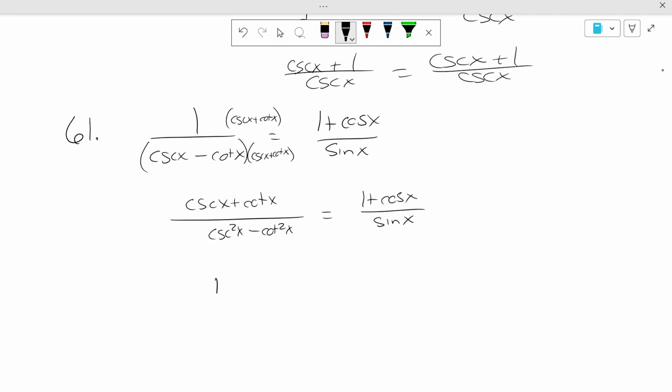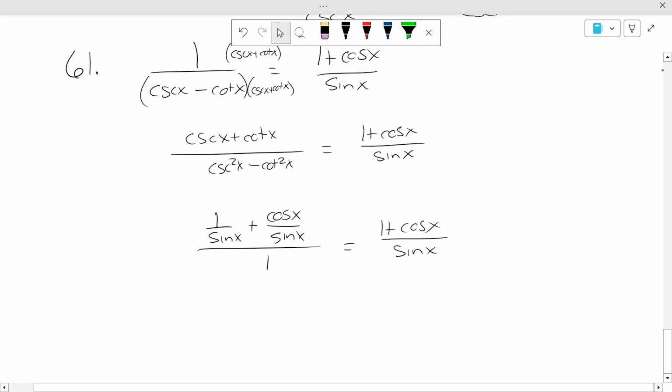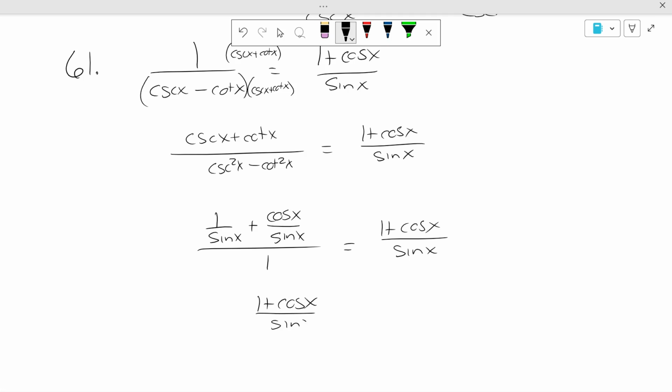So cosecant is 1 over sine of x. Cotangent is cosine over sine of x. And cosecant minus cotangent is 1. So anything over 1 cancels. And then combine these, it's 1 plus cosine of x over sine of x, and boom, we are done already. Okay? So you just got to know when to use conjugates to help you out.